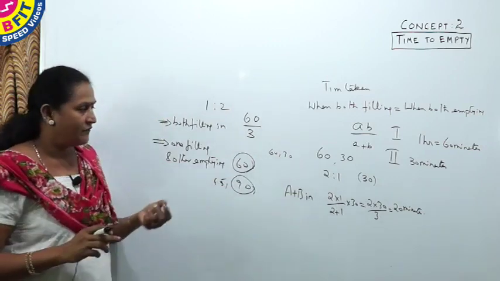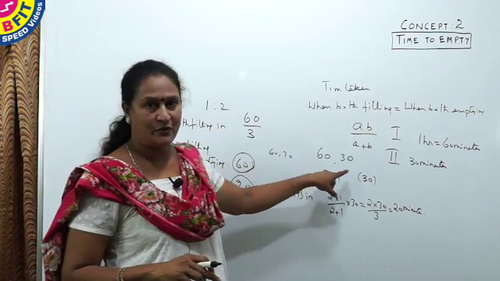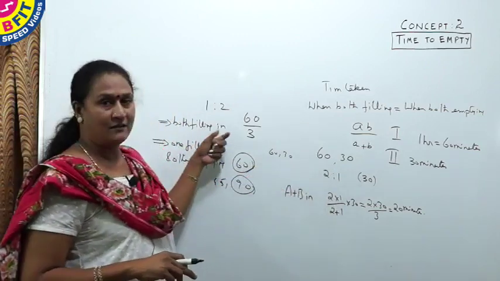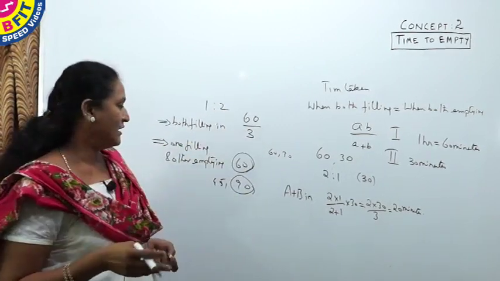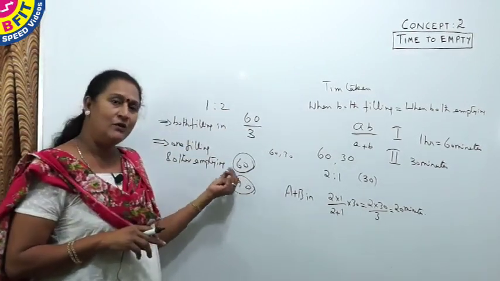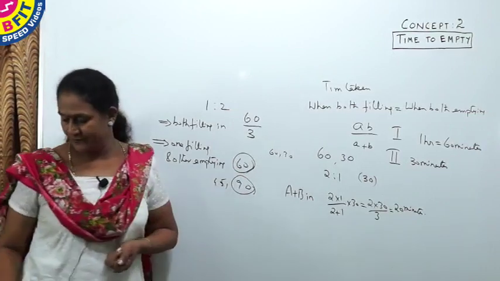So understand? Whenever you see the data in 1 is to 2 ratio, you can take that time filling will be higher value by 3. When one is filling and the other emptying, you can take the higher value itself as the answer.